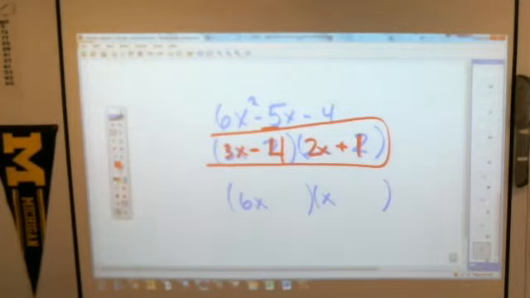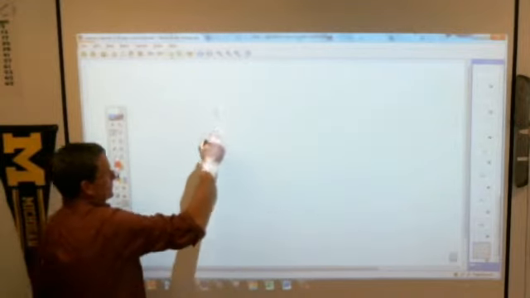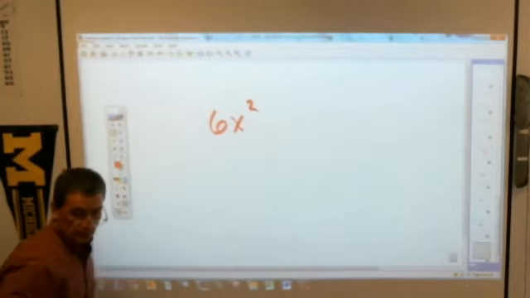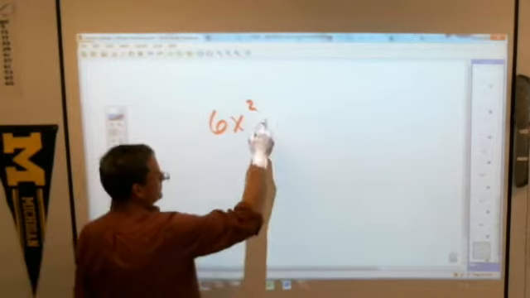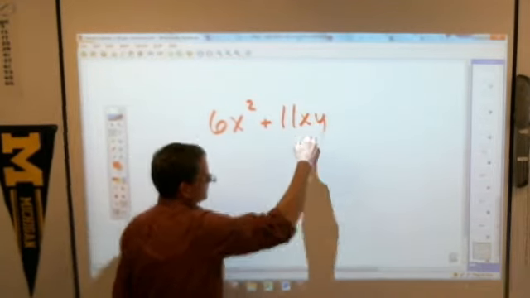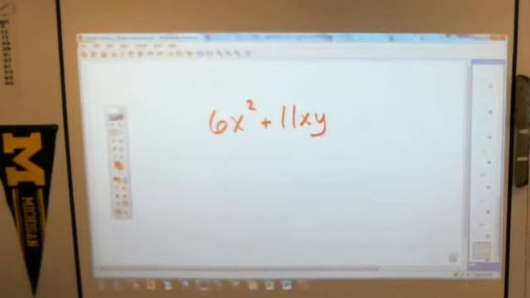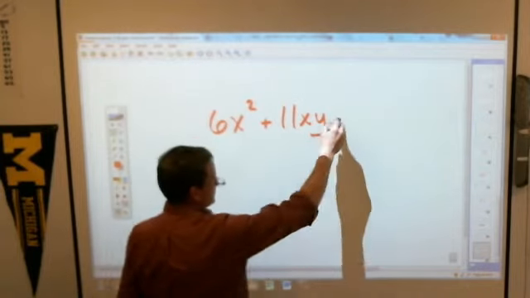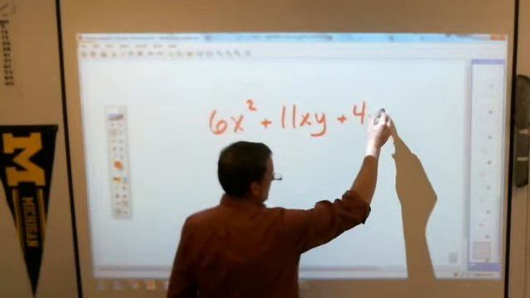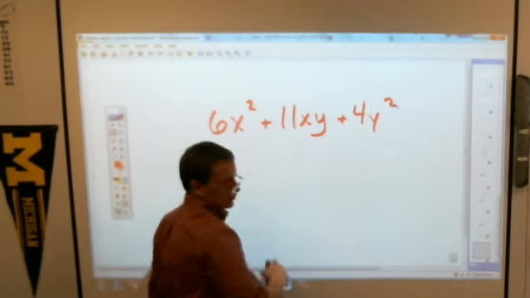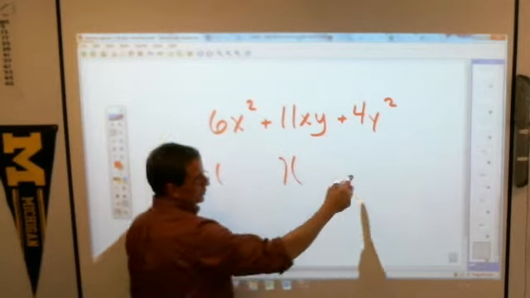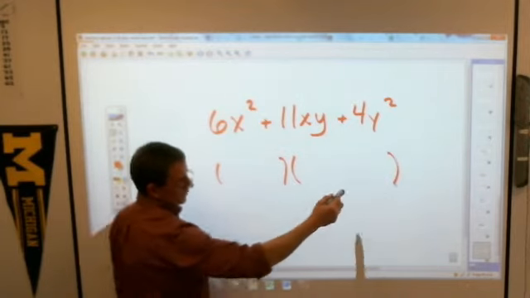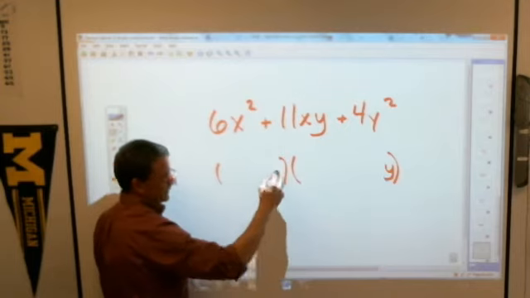And the last one. Let's do one that has this. Check this one out. 6x squared plus 11xy plus 4y squared. Please don't let these extra letters mess you up, because they really don't come into play. You just need to know that there's going to be a y tacked on the end of these.